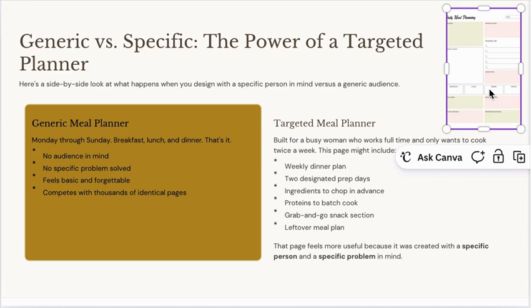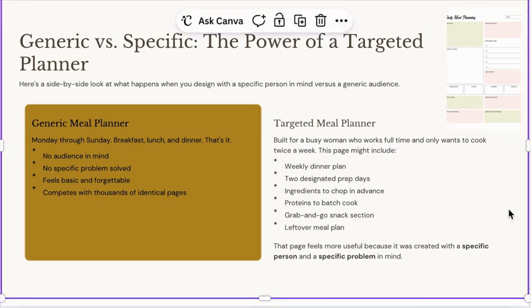And they need a planner for that, it's not going to include breakfast, because usually when someone does intermittent fasting, depending upon how many hours they do it, they might not eat until 12 o'clock. So that just might include lunch and dinner. No audience in mind with a generic planner, no specific problem solved. It feels basic and unforgettable, and it competes with 1,000 other identical pages. I don't know about you, but when I go into Etsy, I see a lot of planners that look the same. Very much so. All of them just look the same.